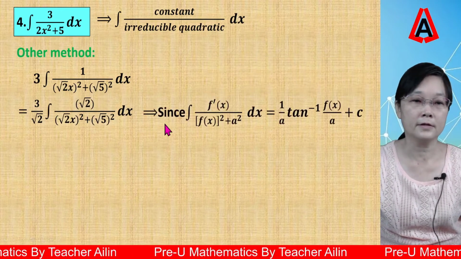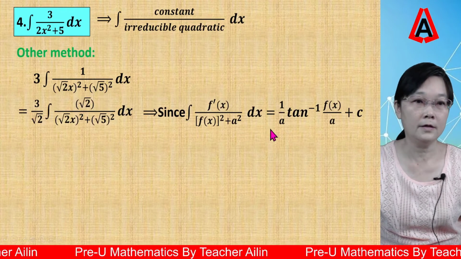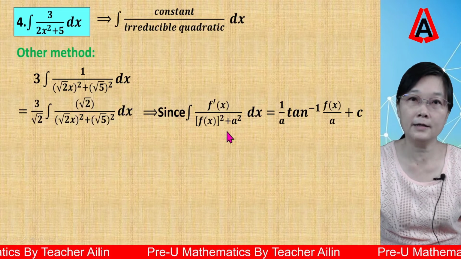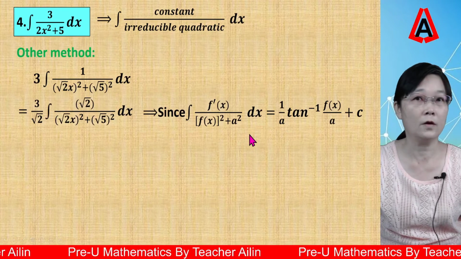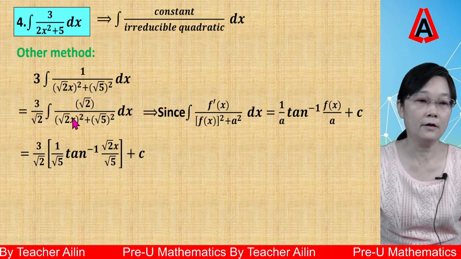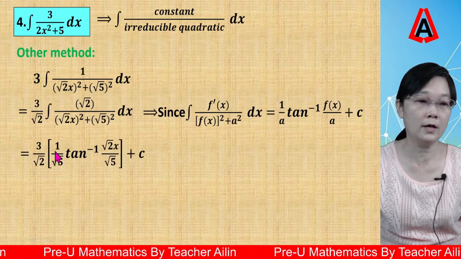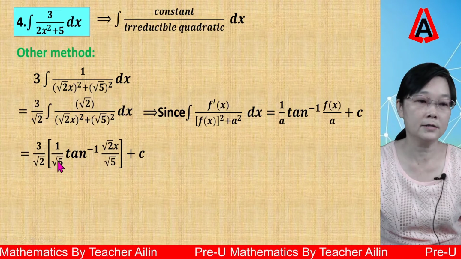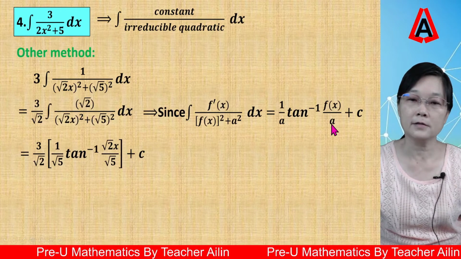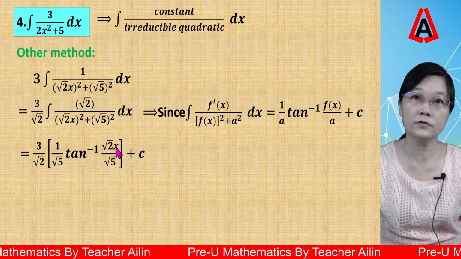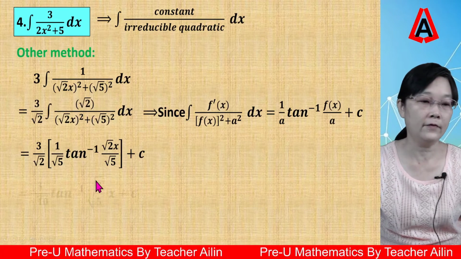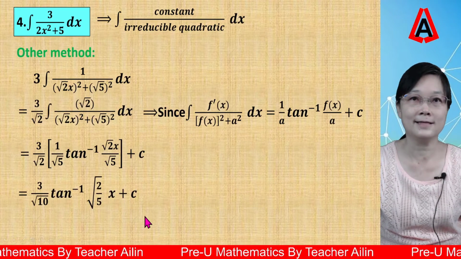But remember students, if you want to use the formula in answering this question, you must write this formula clearly during the examination to avoid losing marks. So based on this formula, the integration of this function is equal to 1 over a, where a is square root of 5, multiplied with inverse tangent of f(x) over a, where f(x) is square root of 2x and a is square root of 5. And after simplifying, now this is the final answer.